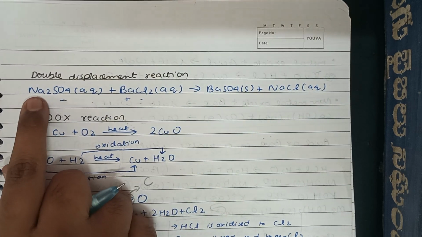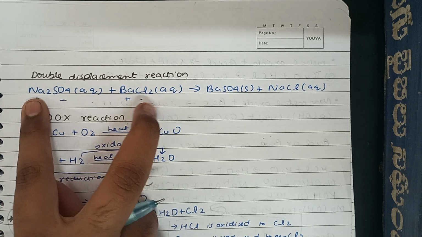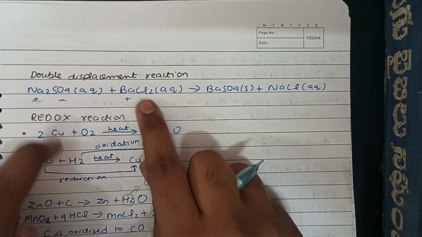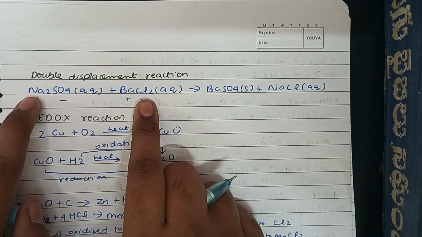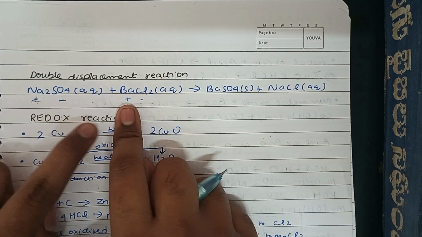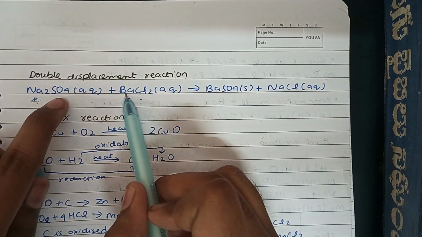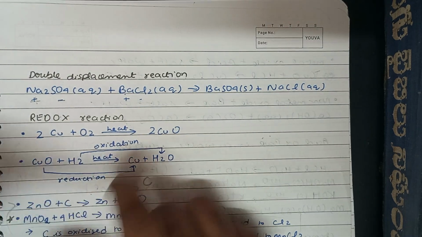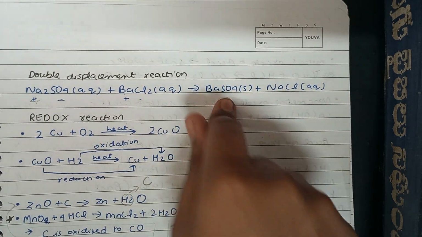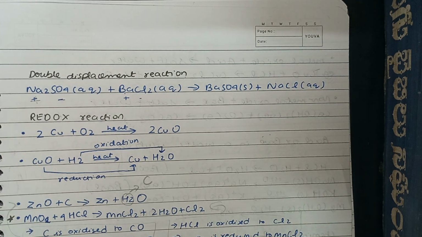Now here sodium will be reacting with a negative ion. In this compound, chlorine is the negative ion, so the both will combine. And here barium, sorry, not barium, but yeah, this will react with sulfate and it will form barium sulfate. Okay, now the last topic, which is redox reaction.